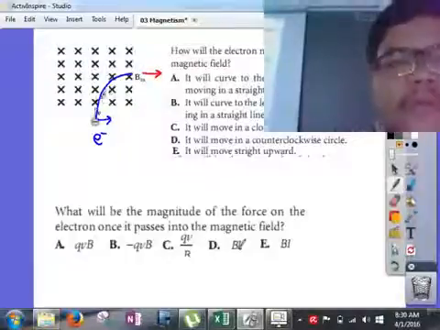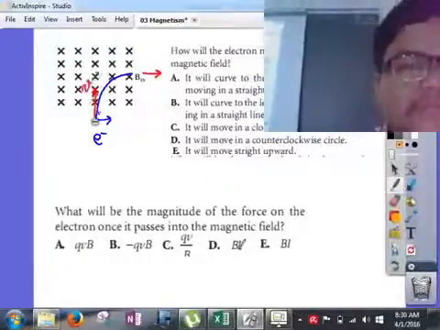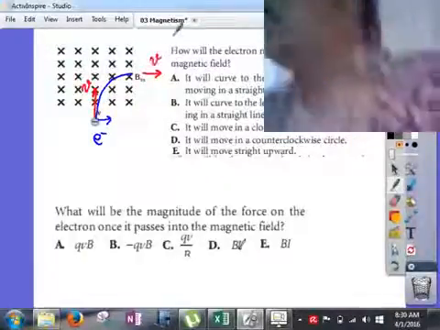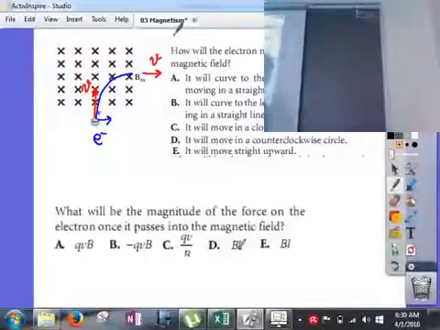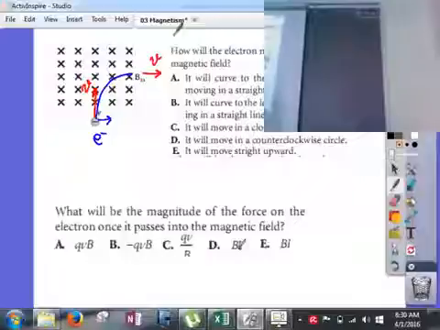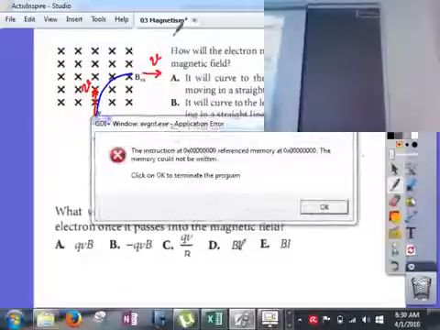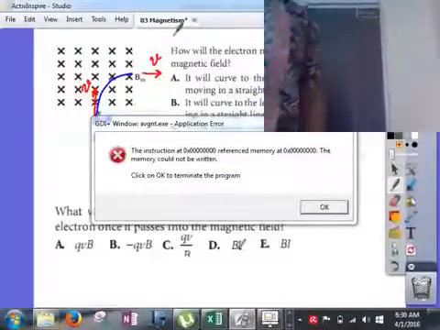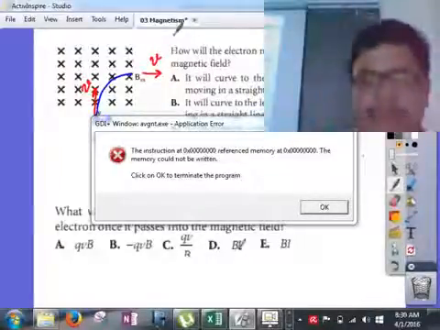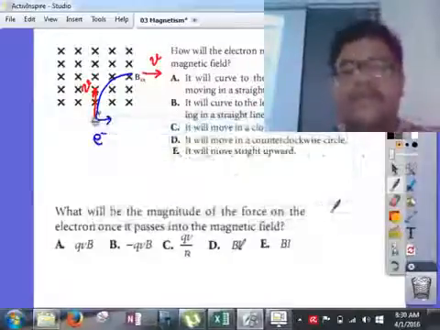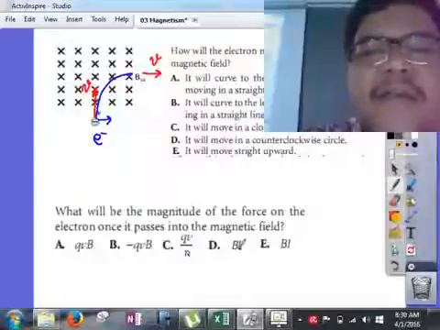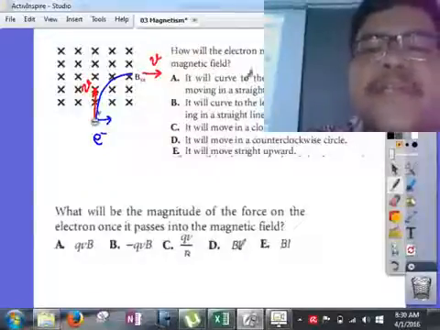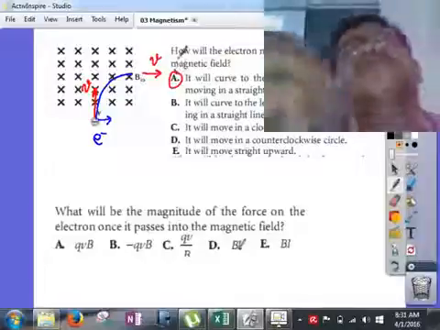So this is V, B, F. This is for positive charge. Because it is an electron, the direction is opposite. So it will curve to the right, then continue moving in a straight line to the right. This one is correct.